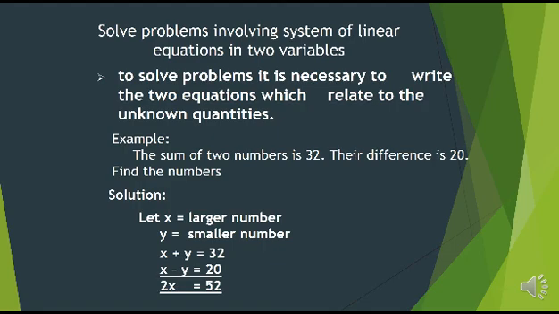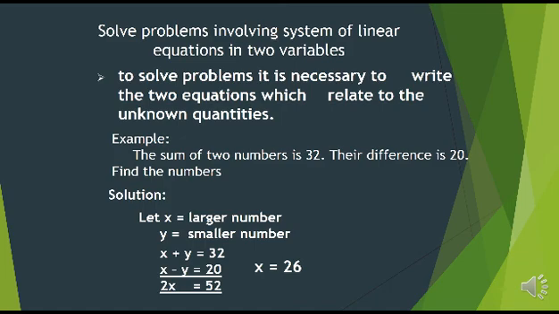Okay, so let us create equations. Since x is the larger number and y is the smaller number, according to the statement, the sum of two numbers is 32. So x plus y is equal to 32. And the difference is 20, so x minus y is equal to 20. Okay, so we're going to solve using the elimination method. So x plus y equals 32, x minus y equals 20.